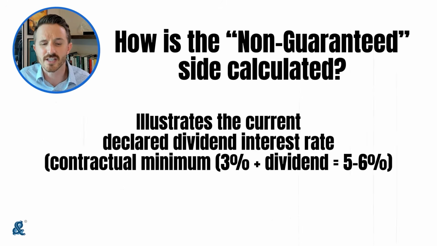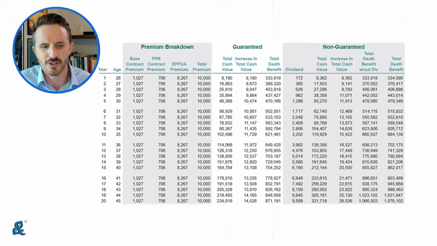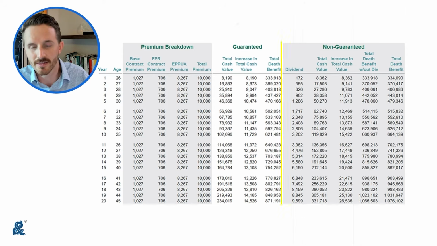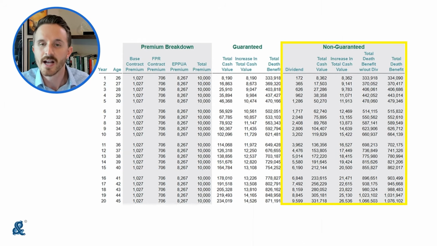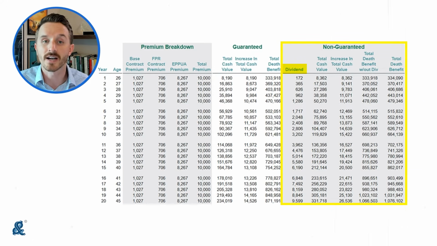Now, it illustrates the current declared dividend interest rate, and most of the carriers that we work with, so it's going to be that contractual minimum, which is 3%, plus the dividend. And those two numbers, the 3% plus the dividend, is going to equal something in the neighborhood of 5 to 6%, something in the 6% range. And so that is going to be on the other side, right? The non-guaranteed side. The non-guaranteed side, it's not the worst case scenario. You're getting the dividend. And we like to say that the dividends are not guaranteed, but they are certainly assumed.